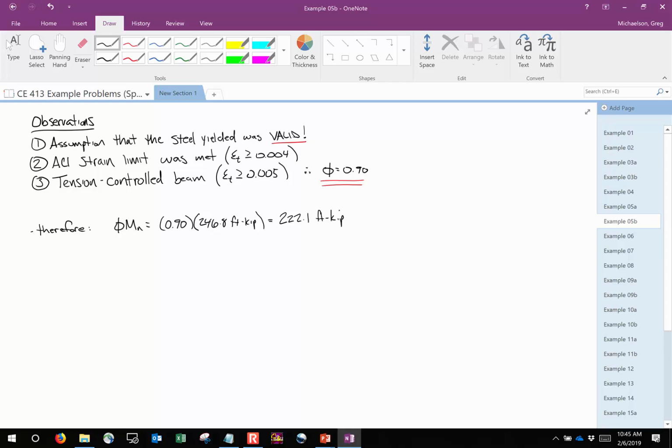This phi value encompasses things like uncertainties in your materials, uncertainty in the construction process. Who do you think builds these beams? People. We're not robots, you know. Uncertainties in our math. I mean, we're making assumptions, like 0.85 f'c, that's an assumption. That's a mathematical model that might be off, you know. It's not that much off, but all those little uncertainties, that's what phi is trying to take into account.